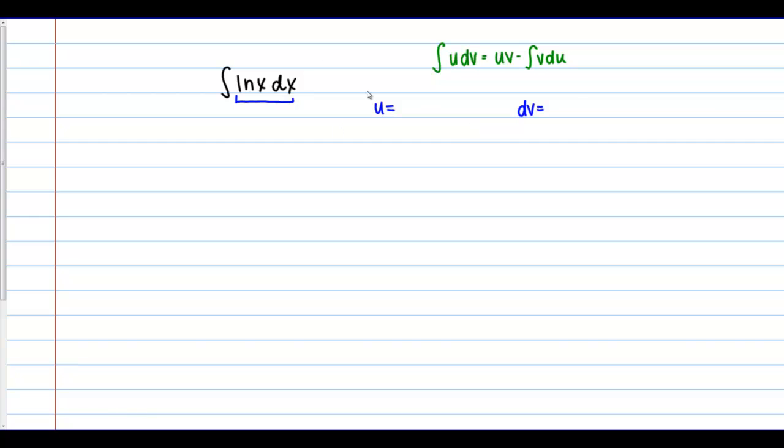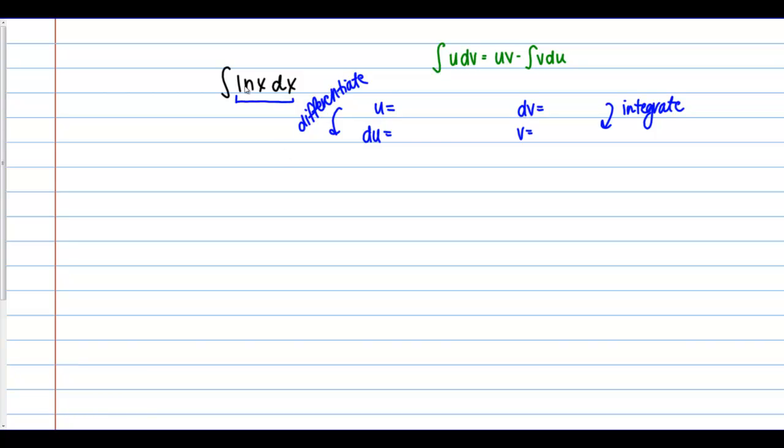Once I identify u and dv, I'm then going to calculate du by differentiating u, and I'm going to calculate v by integrating dv. Knowing that gives me a little bit of constraint, right? Because whatever I pick to be dv has to be something that I'm able to integrate.